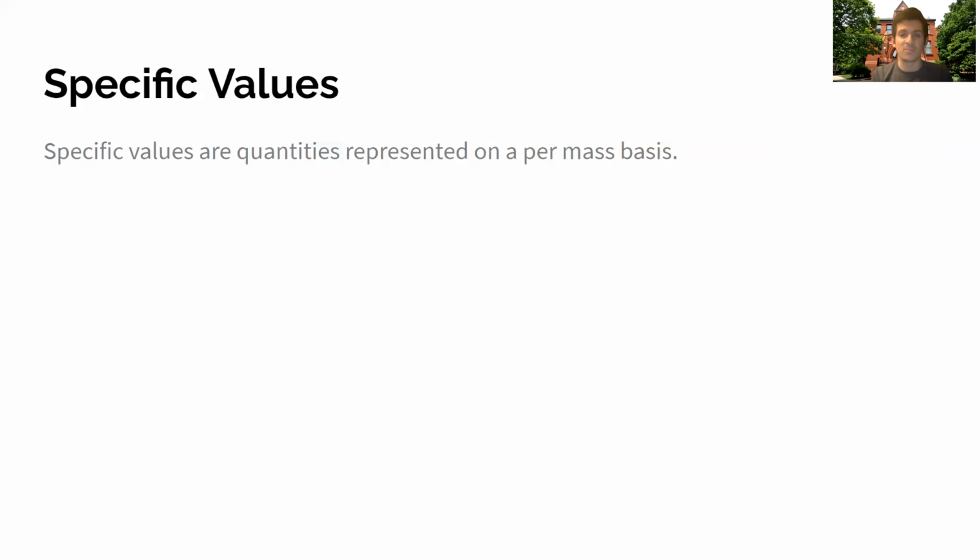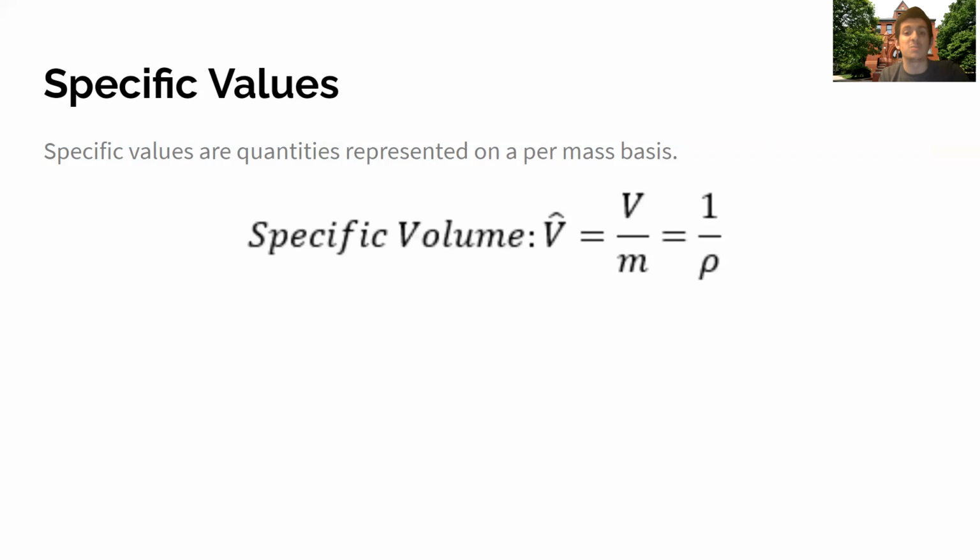Specific values are similar, but the only difference here is that instead of measuring things per unit time, it's going to be per unit of mass. It's going to be on a mass basis. Some of the most common ones that you're going to end up seeing with this is going to be specific volume. Specific values are generally represented with a hat on top of the letter. So in this case, V hat. That's going to equal V over M, or volume over mass.